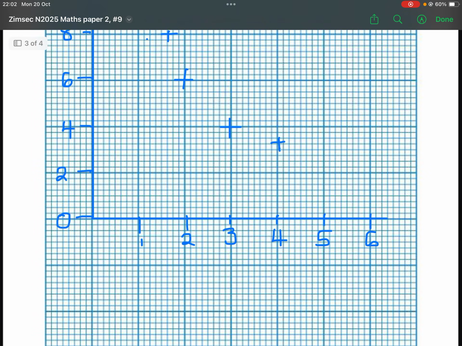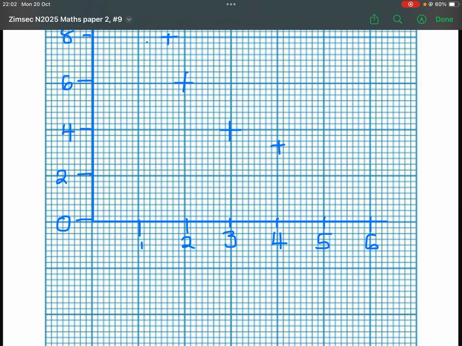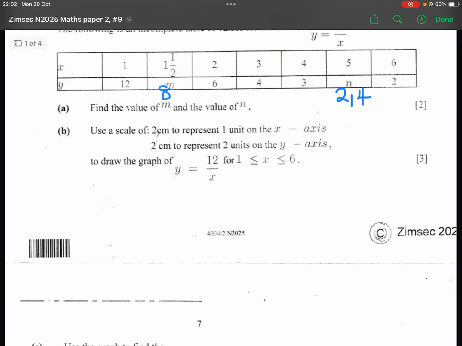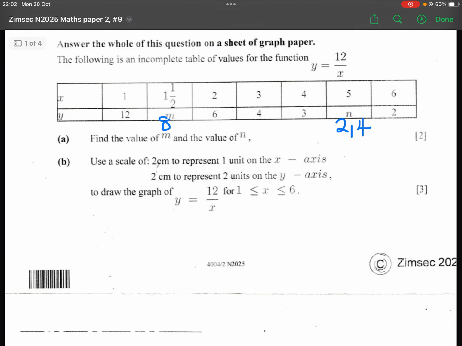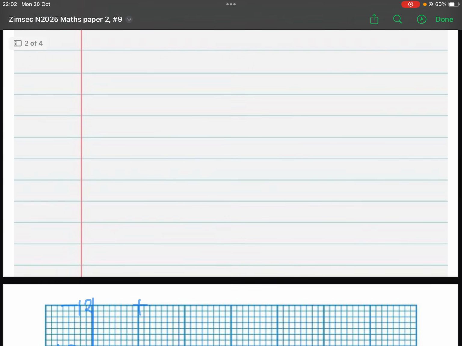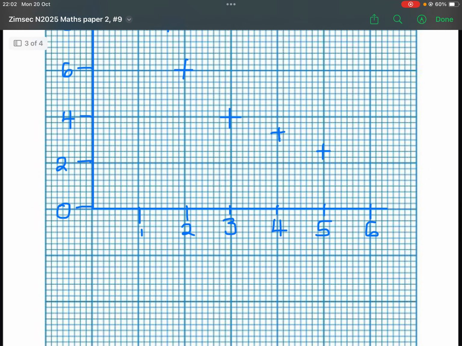We are having 5 and 2.4. 5 in the x-axis and 2.4 in the y-axis. So it is roughly this point. And then finally, we are going to plot 6 and 2. 6 in the x-axis and 2 in the y-axis. So it is this point.